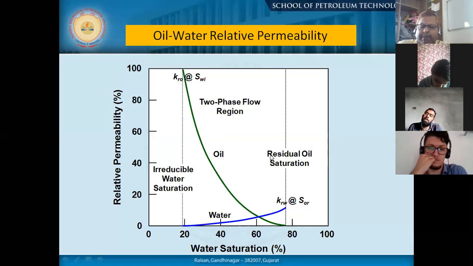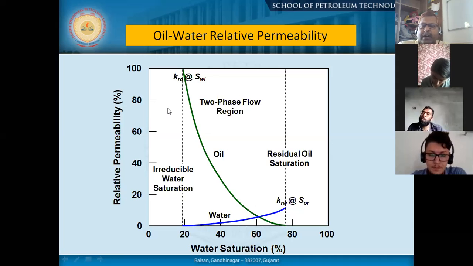So what is happening with time? We discussed the reservoir drive mechanism. Once we start taking production from the clean oil zone, what is going to happen? The water saturation will increase automatically. That means the transition zone will go up, and the water pushes the crude oil.